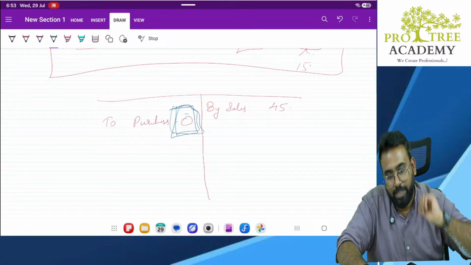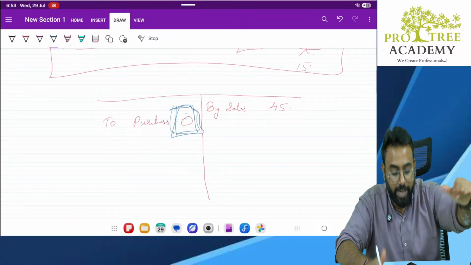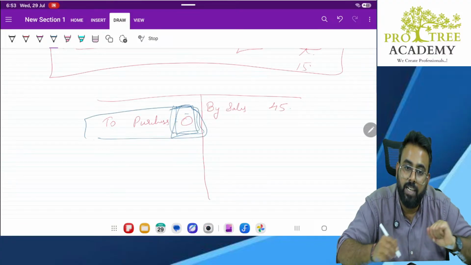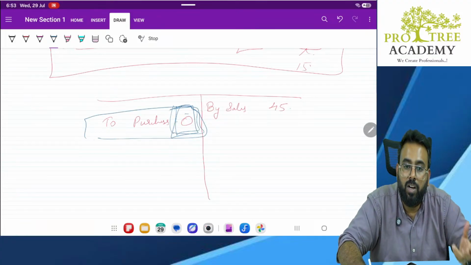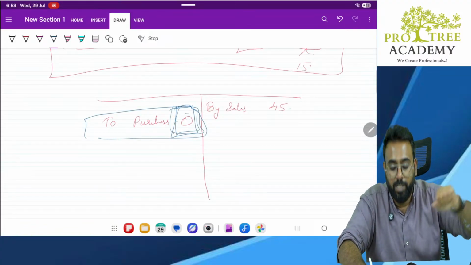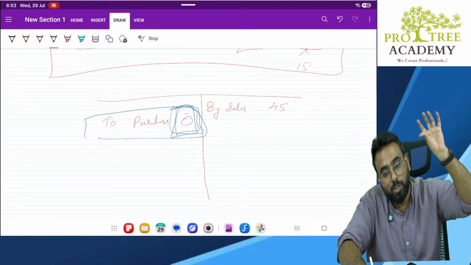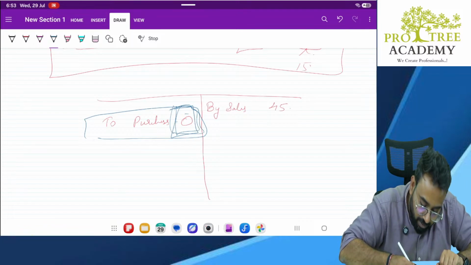So, technically speaking, if purchase was made, it would have come on the debit side. If purchases are not there and I am using the quantity from opening stock, then that opening stock should also come where? On the debit side.